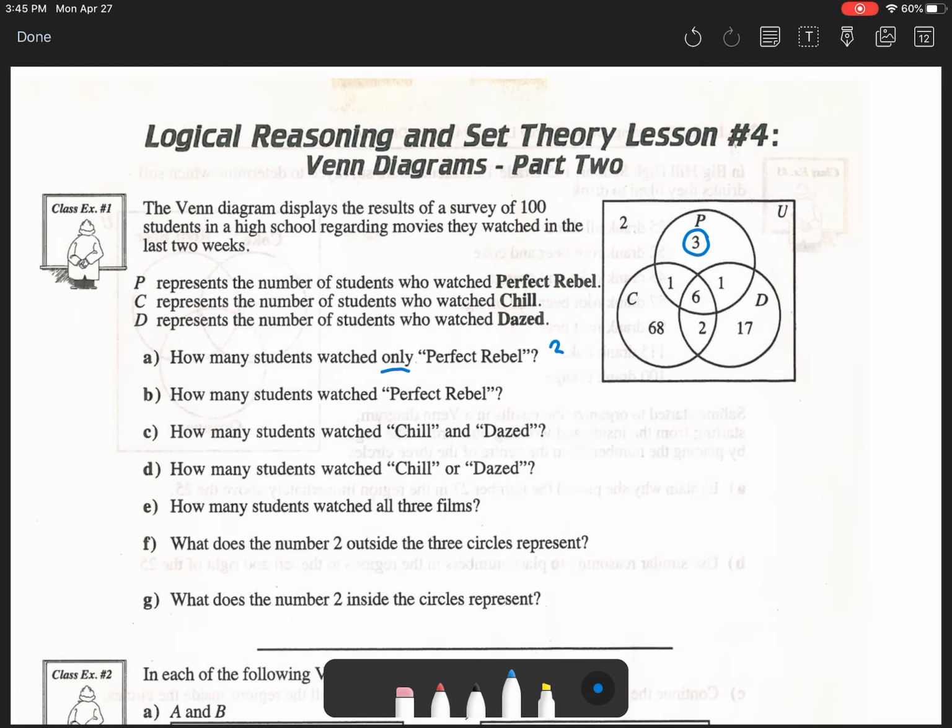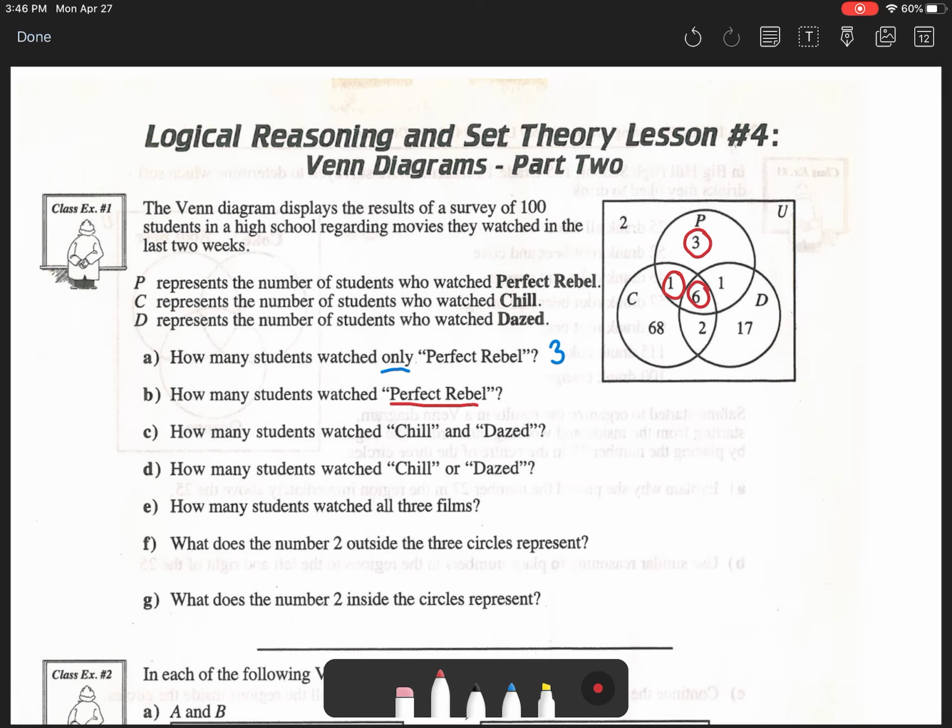It says, how many students watched only, and that's a key word, only Perfect Rebel. So you want to go inside circle P, but only the ones that watched just Perfect Rebel. That's going to be the number here, 3. So the solution is 3, and hopefully you can see that's the only one that's just P. The other numbers of 1, 6, and 1 inside that circle are also contained in the other circles, so they've also watched some other movie.